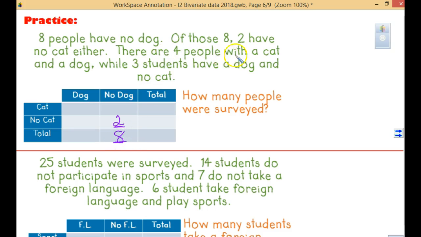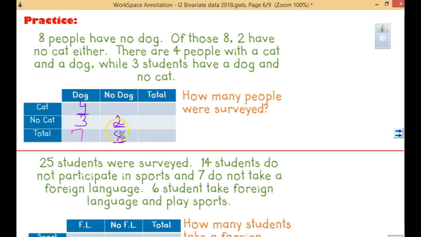It says there are 4 people with a cat and a dog. This is our 4 over here that we are given. And the last one says, well, 3 students have a dog and no cat. So dog and no cat is going to be our last number that we are going to fill in, which is 3. So from this information, we now want to fill in the rest. We can add 4 and 3 to get our total of 7.